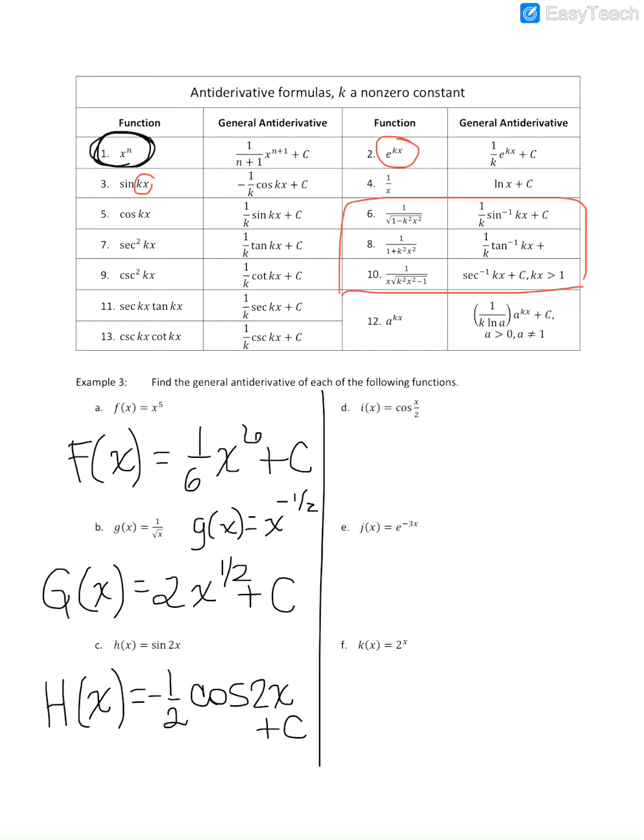Okay, letter D. Remember when you have x over 2, that's really a 1/2 x. So remember that. On this one, our coefficient is actually 1/2. So we have our antiderivative. It's going to be a sine of x over 2, or 1/2 x. And then out front as my coefficient, I want 1 over 1/2, which is 2.